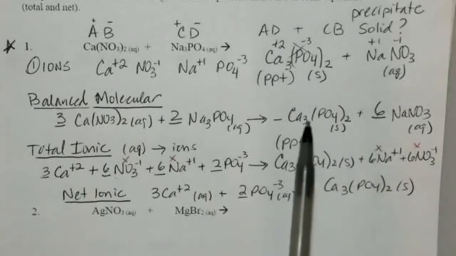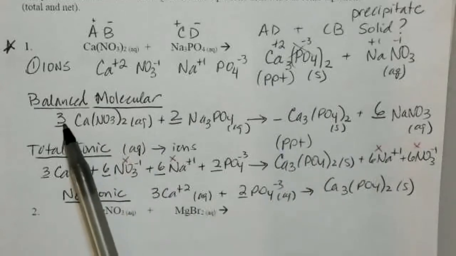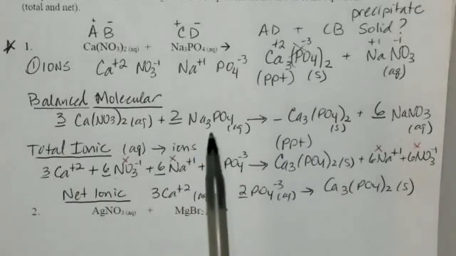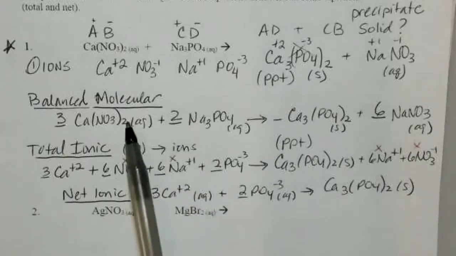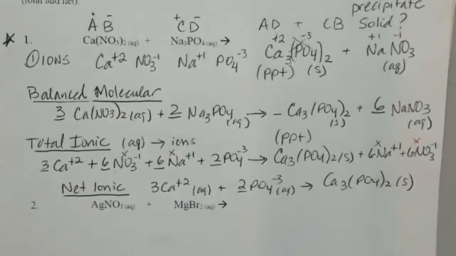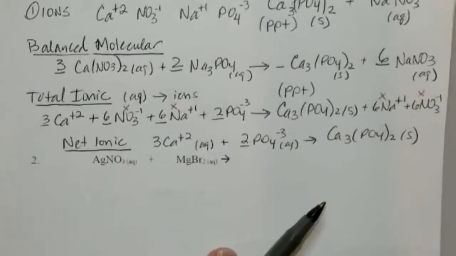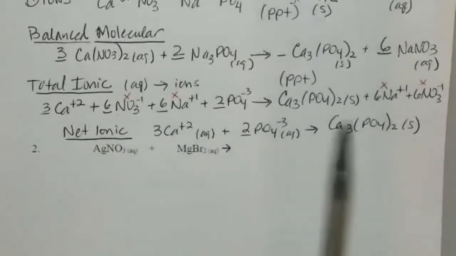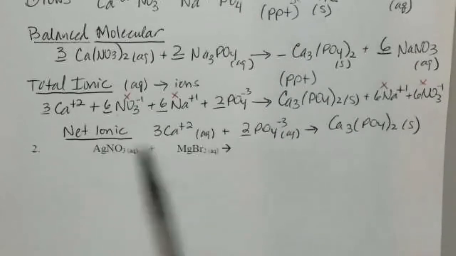All right. 3 calcium, so we put a 3 in front of calcium nitrate, 2 phosphates, so a 2 in front of sodium phosphate. That gave us 6 sodiums and 6 nitrates, so a 6 in front of NaNO3 on the product side. Once you have the balanced equation, you can go and do the total ionic, keeping the mass balance, right? We should have a balanced equation here. And then net is just removing what are called the spectator ions. All right, so that is a good example of double displacement.